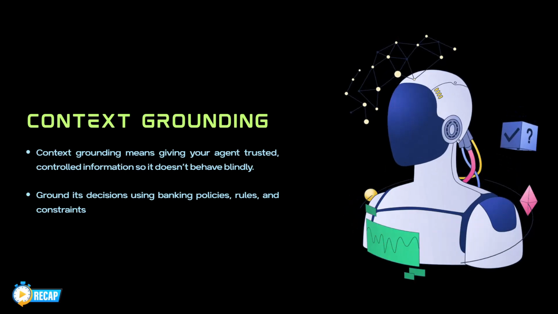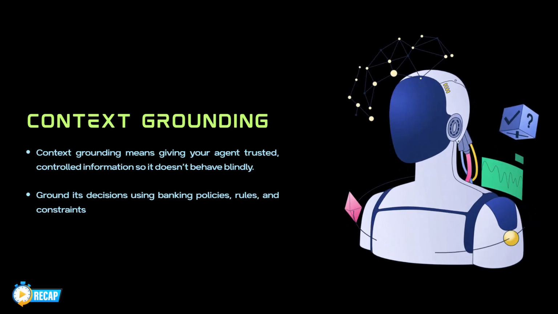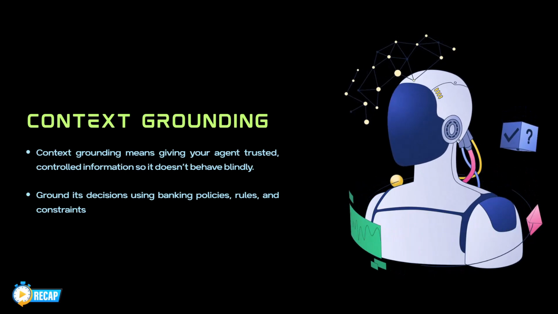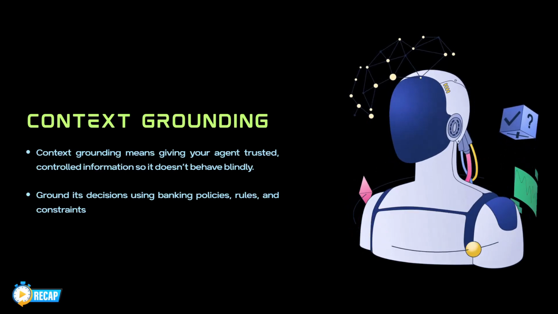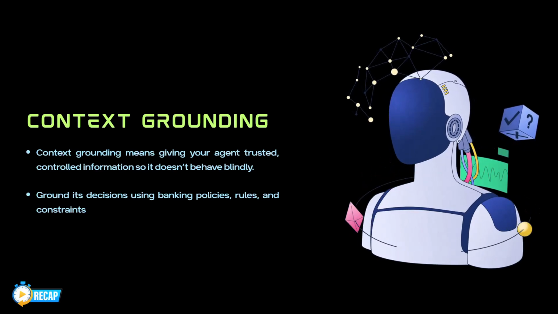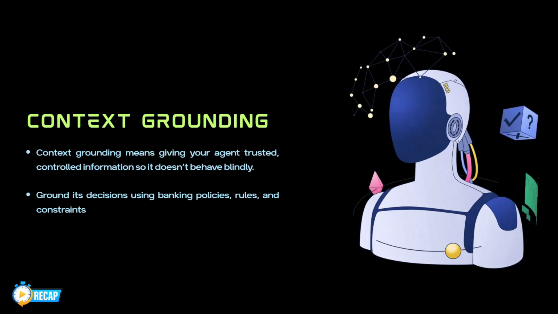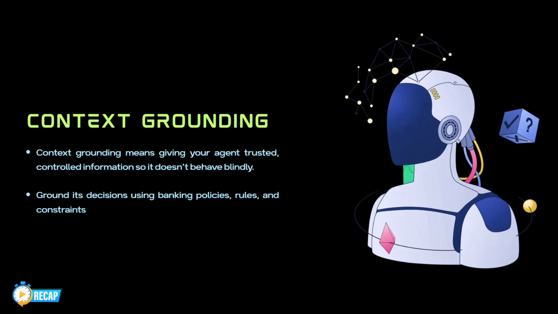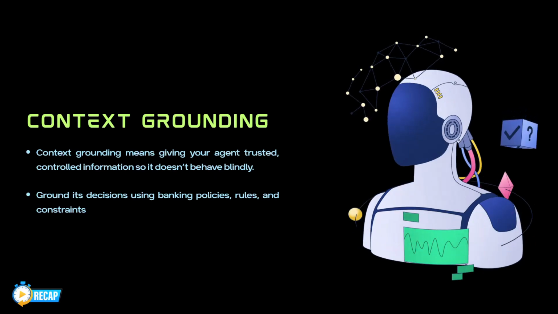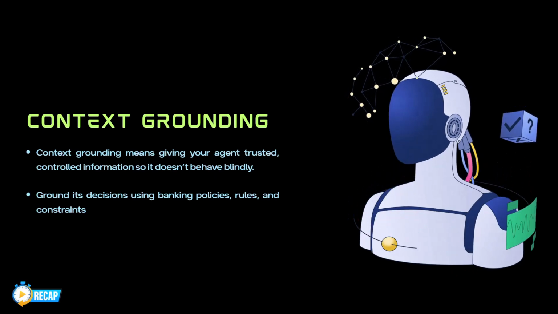Without Google Maps, you would have to search each and every location to find the exact point where you want to go. This is the difference between context grounding and no context grounding. That's how we are going to see how the agent behaves with and without context grounding in today's video.